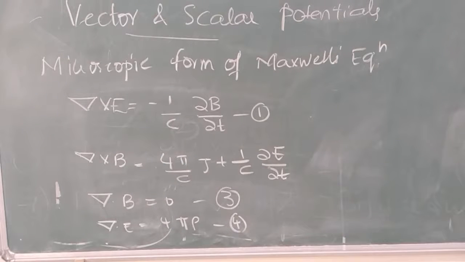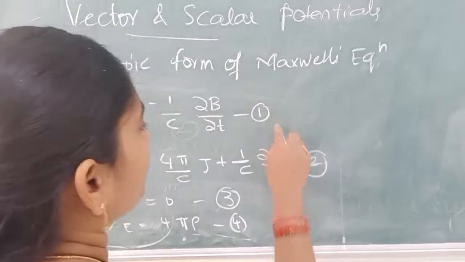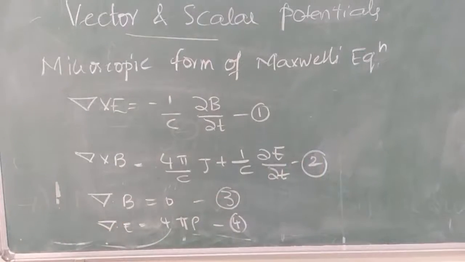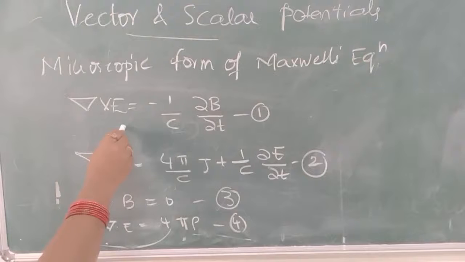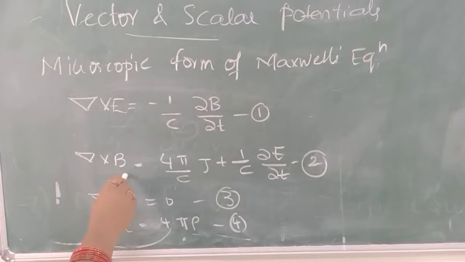For deriving the vector and scalar potentials, first we need the microscopic Maxwell's equations. These are the four equations which are used for deriving this. Please write this. We already know these four equations: curl of electric field, curl of magnetic field, del dot B, the divergence of the magnetic field, and the divergence of the electric field.